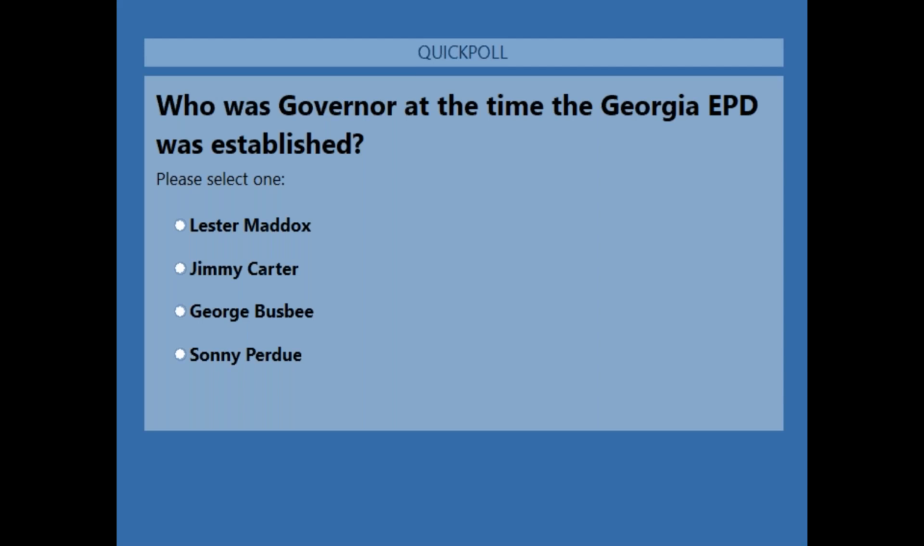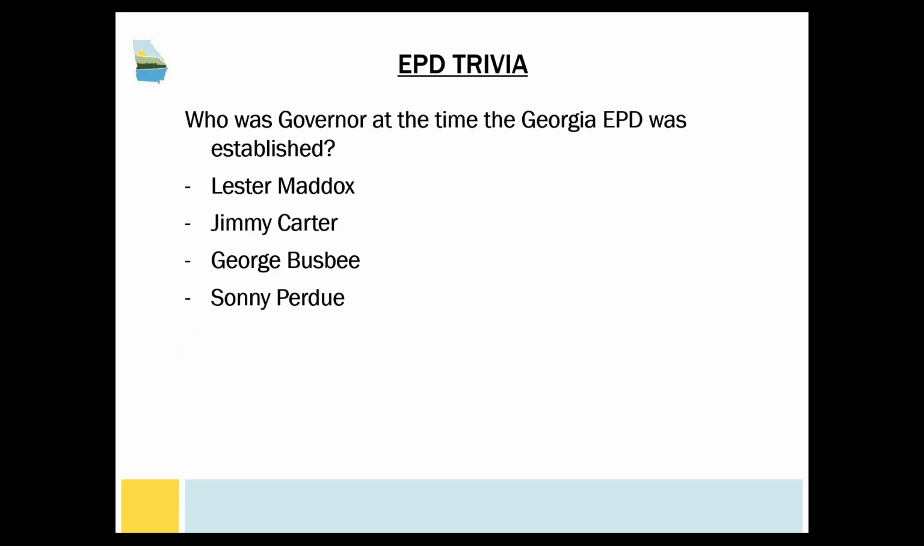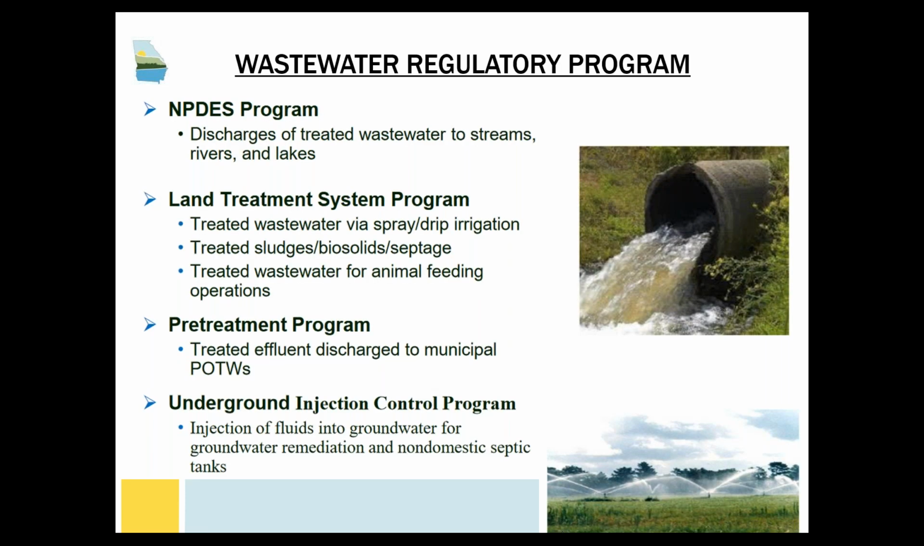And giving you guys a few more seconds because I see some votes trickling in. And we will close this poll in 3, 2, 1. All right, 65% of you guys voted Jimmy Carter, 20% Lester Maddox, and 15% George Busby. Jimmy Carter is correct. Good job. Yeah, so we just want to have some little fun before we get into all the EPD stuff.